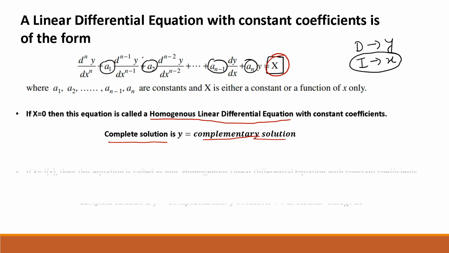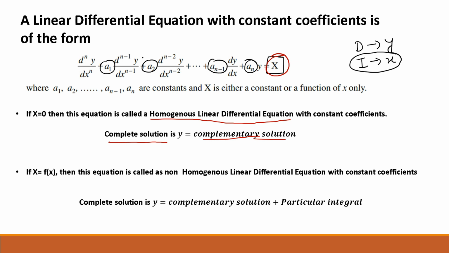And the second case is when this X is not equal to 0. If X is not equal to 0, but is a function of the independent variable x, then the equation is called a non-homogeneous linear equation. And in this case, along with the complementary solution, we have to find the particular integral also. So our complete solution in this case will be equal to complementary solution plus particular integral. So we will see how to find the particular integral in this video.